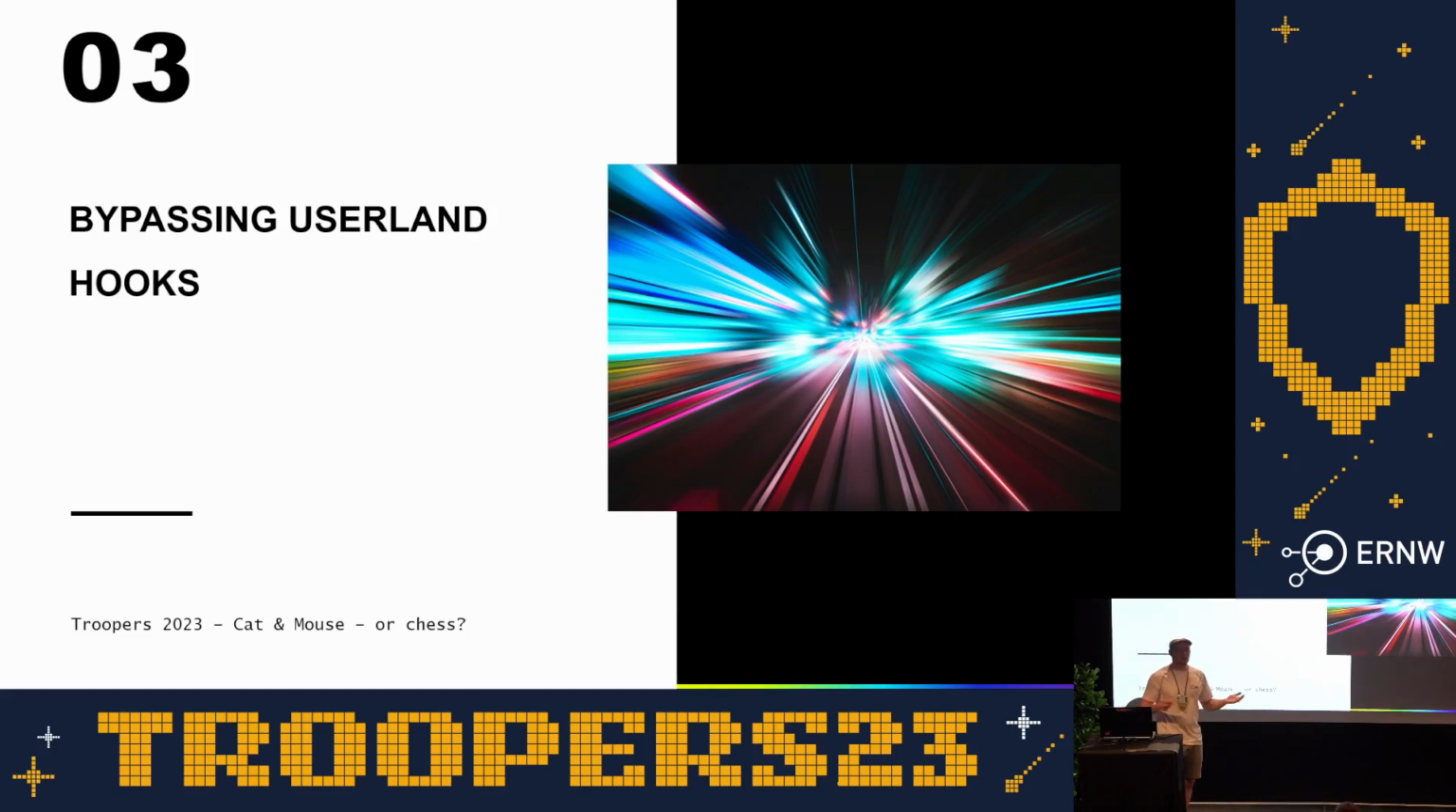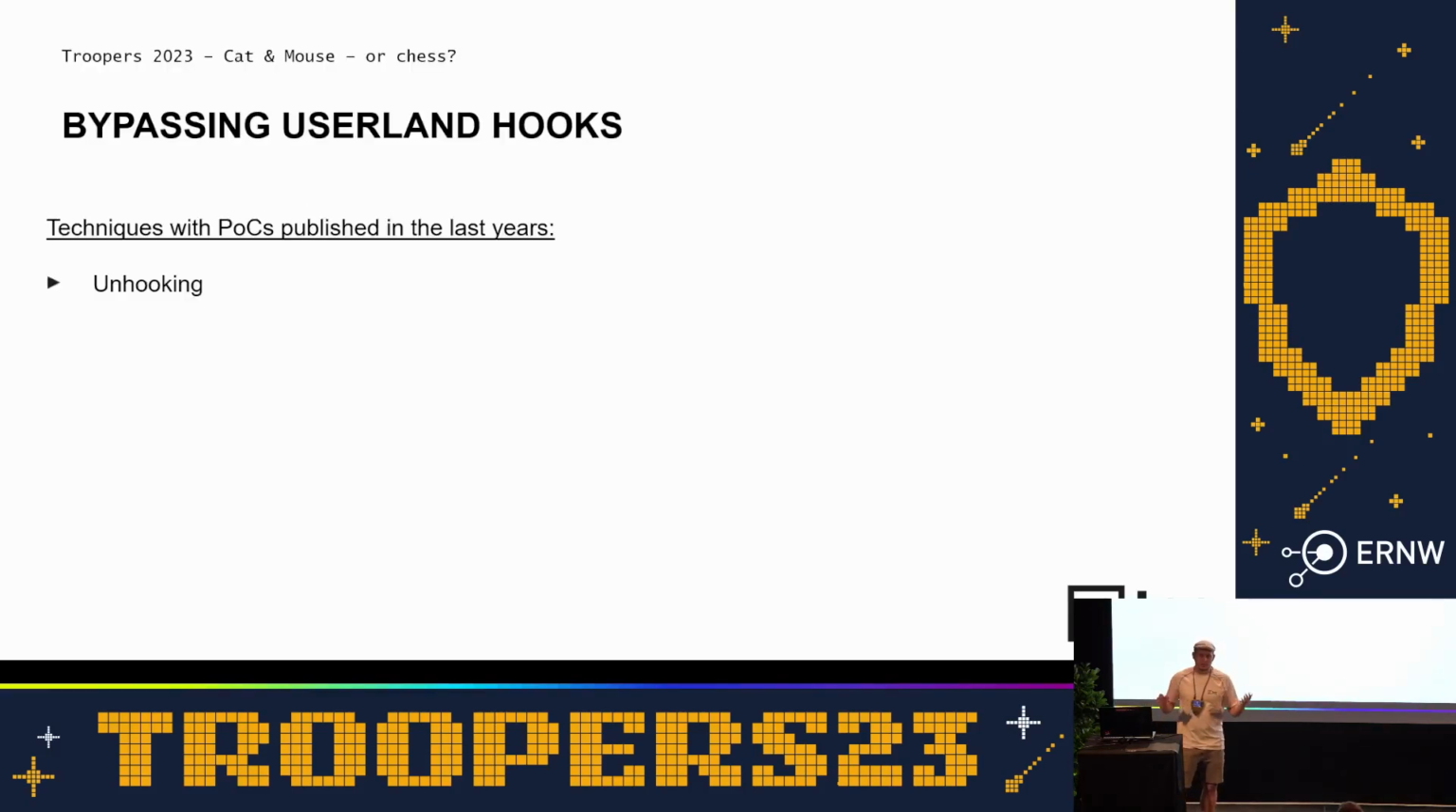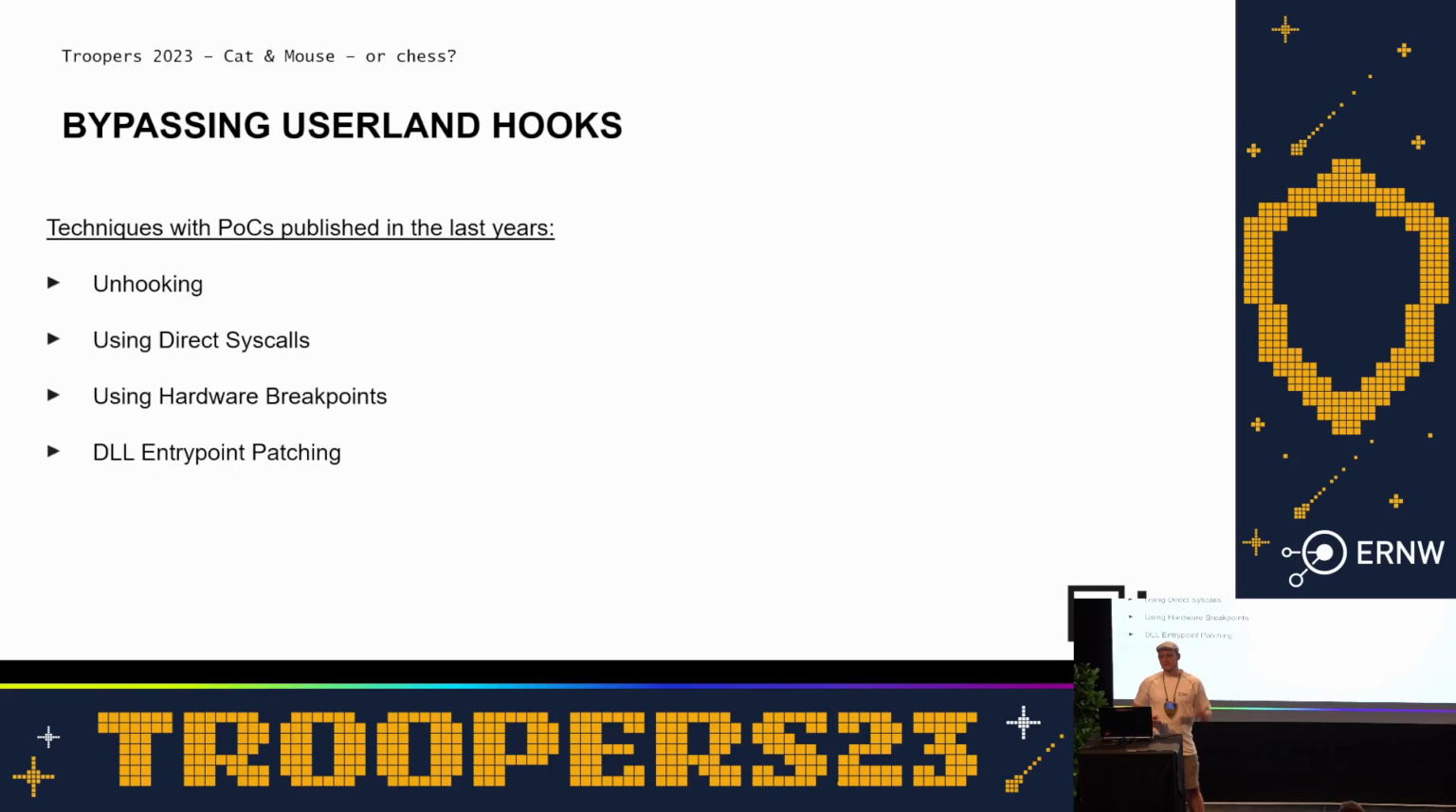But how could attackers, or how could malicious software, actually bypass these Userland hooks? There were many different approaches published in the last years, and they were public for many more years, even in the gaming industry, on how to bypass these things. There is, for example, unhooking, which I'm going to explain shortly. Then the usage of direct syscalls. Then you could use, for example, hardware breakpoints to bypass Userland hooks. You could use DLL entry point patching.